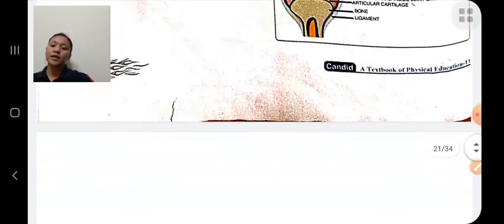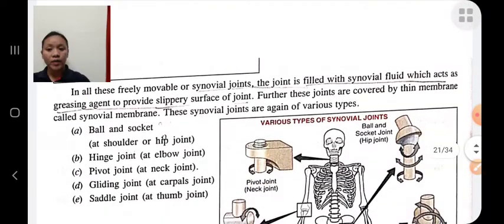There are different types of synovial joint. The ball and socket joint is present in the shoulder and hip. It provides maximum movement. The hinge joint is present at the elbow. It provides 180 degree movement, allowing forward and backward movement in one plane.